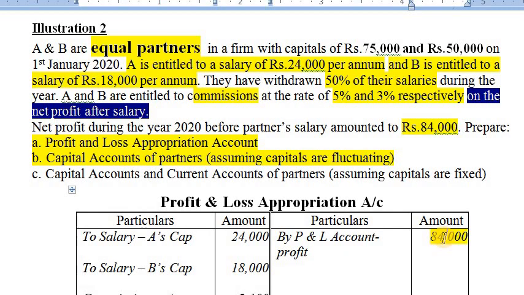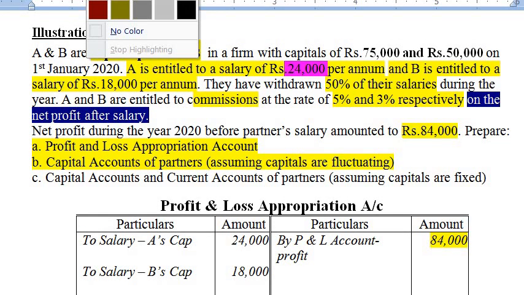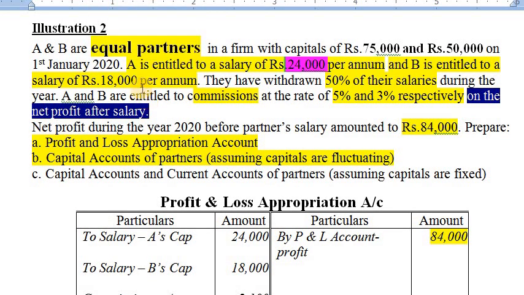Now we are dividing this net profit to partners. First salary, interest on capital, all these things we will give from this 84,000. Now the first thing is salary. A's salary is 24,000. You can see it there. A is entitled to 24,000 and B is entitled to 18,000. Okay. So 24,000 and 18,000.